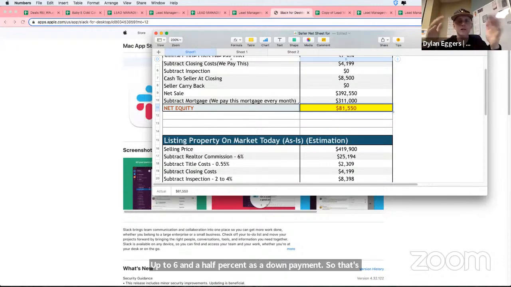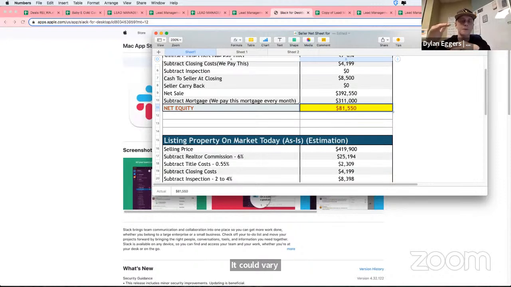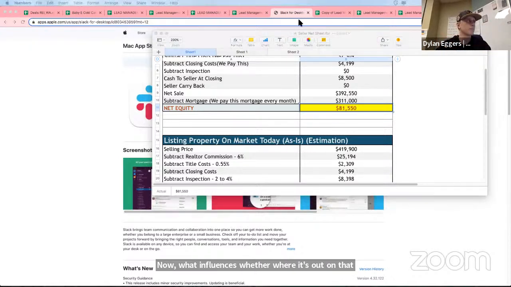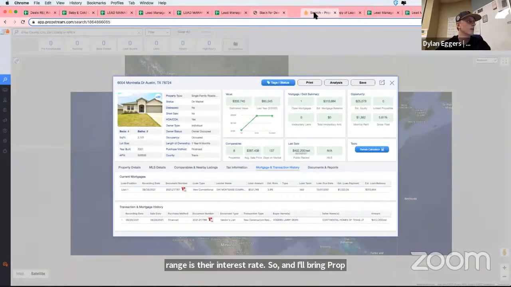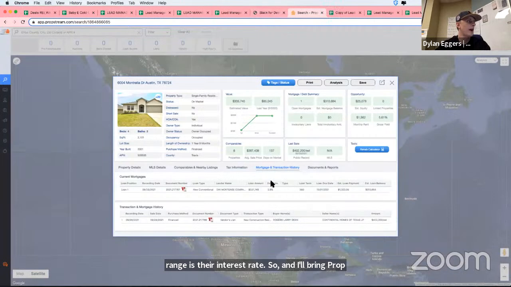It could vary, but typically it's 3.5% to 6.5% as a down payment. What influences where it lands on that range is their interest rate. I'll bring PropStream back over here just so you guys can see it. They have a conventional loan at 2.8%.